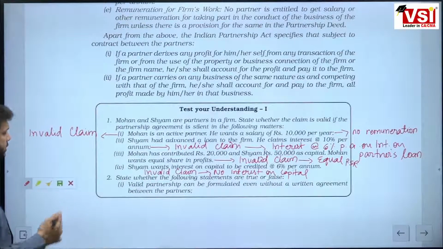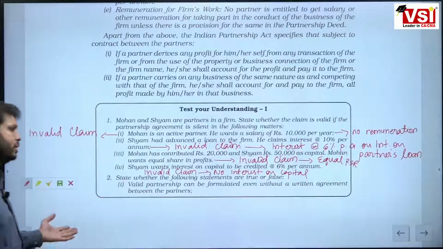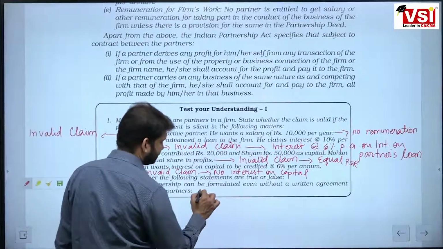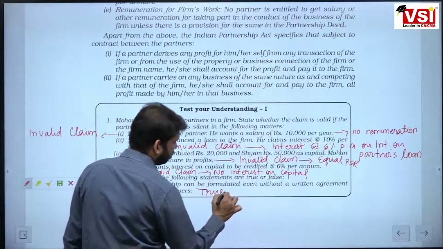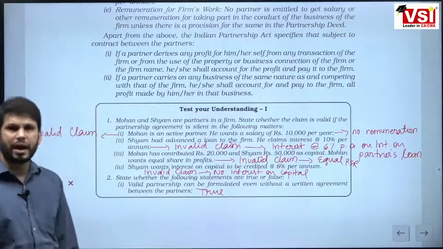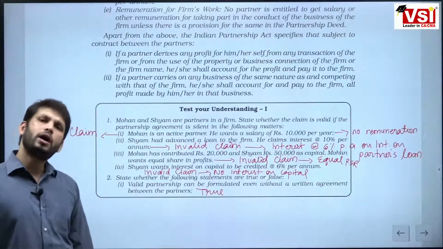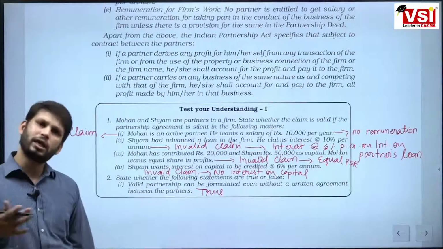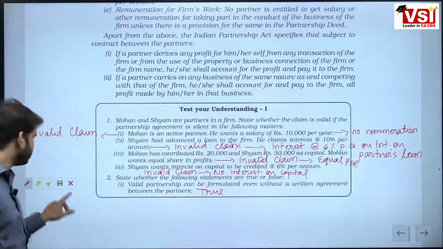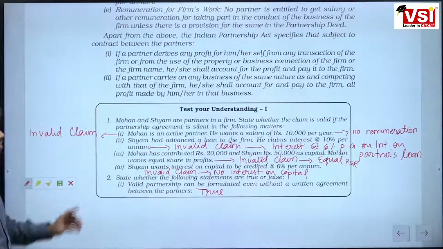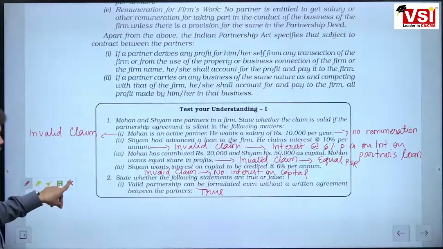Let's see the second question. State whether the following statements are true or false. A valid partnership can be formed even without a written agreement between the partners. Totally yes, true. Why? Because the Indian Partnership Act does not require a registered partnership. It can be an oral agreement as well. I hope you all have written this. We can move on to the next one.